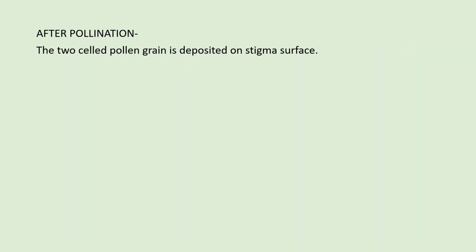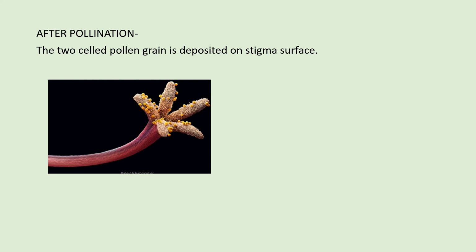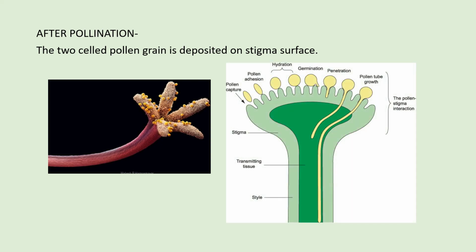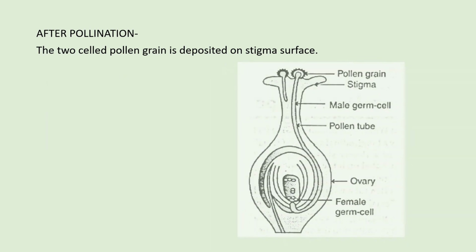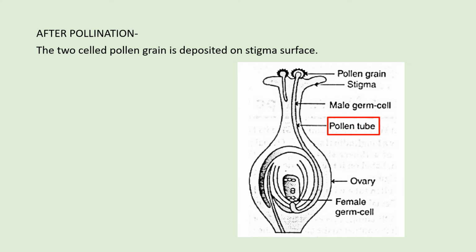After pollination. The two-celled pollen grain gets deposited on the stigma. On the stigma, it comes in contact with the sugary secretions, and absorbs them. Due to this, the volume of cytoplasm increases, and creates a pressure which acts on the intine. Thus the intine of the pollen grain comes out of the germ pore in the form of a tube called the pollen tube. The tube nucleus, cytoplasm and generative cell all migrate into the pollen tube.